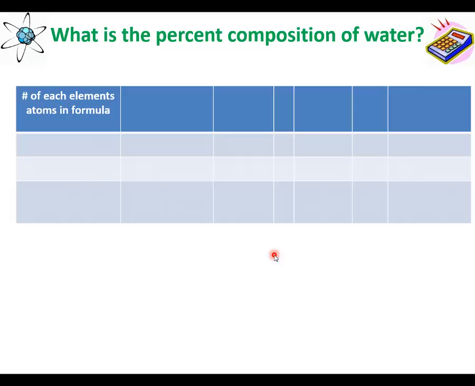So there's 2 hydrogens and 1 oxygen in the formula. So I can set up a table, and the first column in the table will show me the number of each different type of element atom in the formula and how many I have of that element atom in the formula. So for H2O, I have 2 hydrogens in the formula.